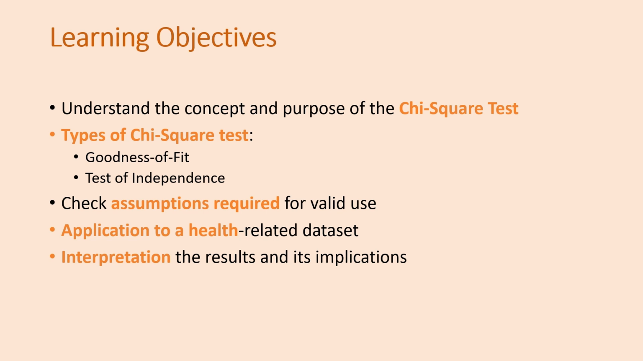Our learning objectives are: understand the concept and purpose of chi-square test, types of chi-square test, assumptions required for chi-square test, chi-square test application in health sciences, and interpretation of chi-square test.